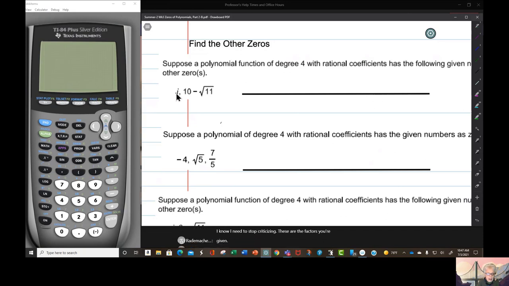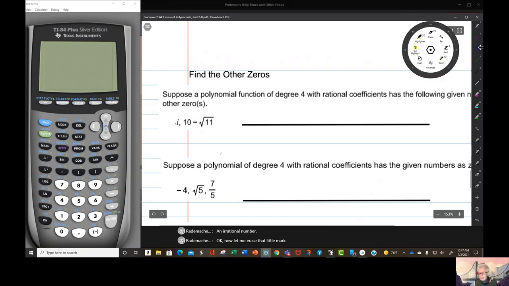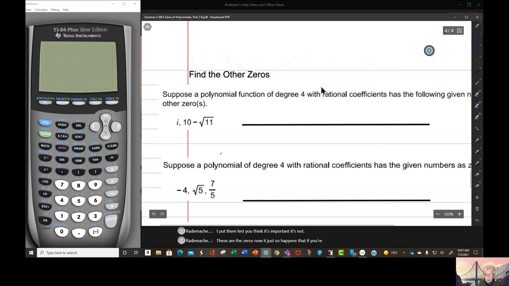You have a complex number. You have an irrational number. Okay, now let me erase that little mark I put there, lest you think it's important. It's not. These are the zeros.